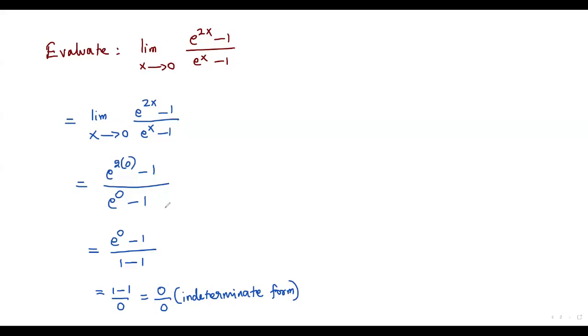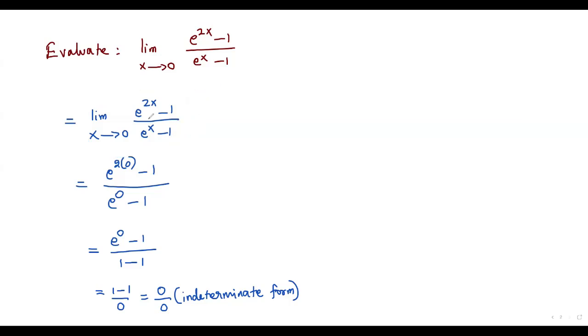Okay, so what do I need to do when I get 0 over 0, an indeterminate form? I just have to consider the step which comes right before where I have applied the limit. So this is the step where I have applied the limit 0 for x. Just consider the step which comes before that. In this step, what I need to do is apply L'Hopital's rule.